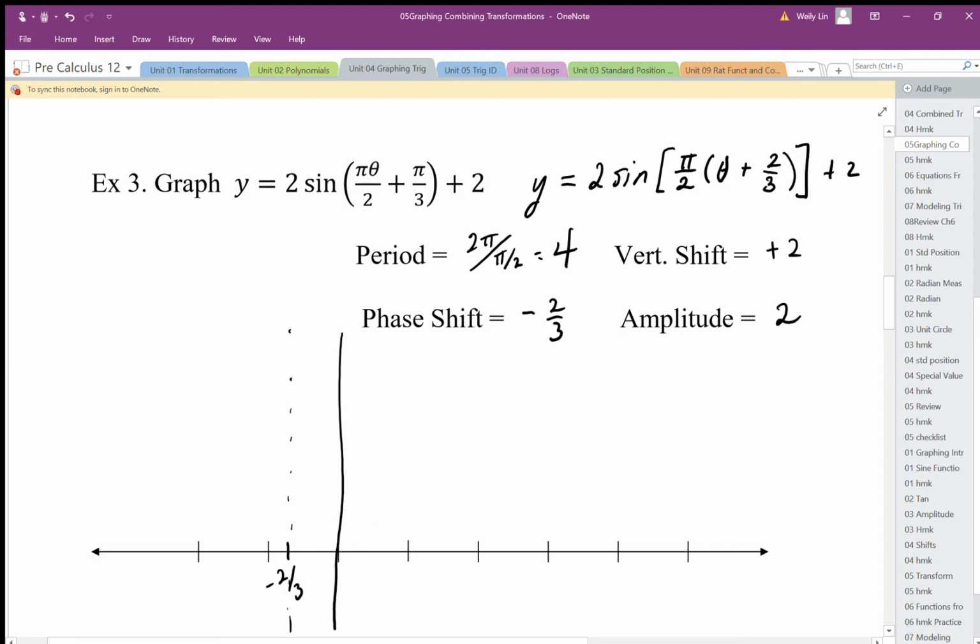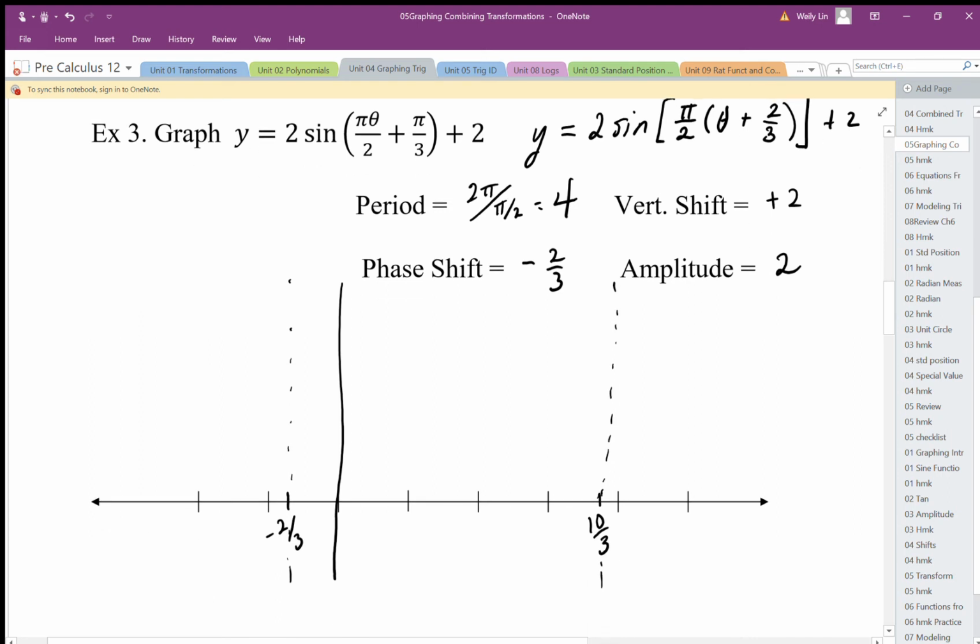Okay, and it's going to go 1, 2, 3, 4. Okay, and that's going to be, what's that going to be? -2 plus, that's going to be 12/3, so positive 10/3. Okay, and that would be my end position here. Okay, I'm going to just sketch in here my middle. Okay, I'm just eyeballing it right now. Okay, so there's my middle.